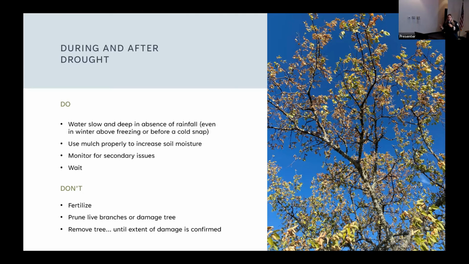And then don't remove the tree unless there's evidence that there is an issue going on. So like the hypoxylon, bark falling off, branches drooping and becoming brittle. Otherwise, if you do your scratch test and it looks good, just wait. We're in El Nino, which means more rain this winter. So let's hope for the best.